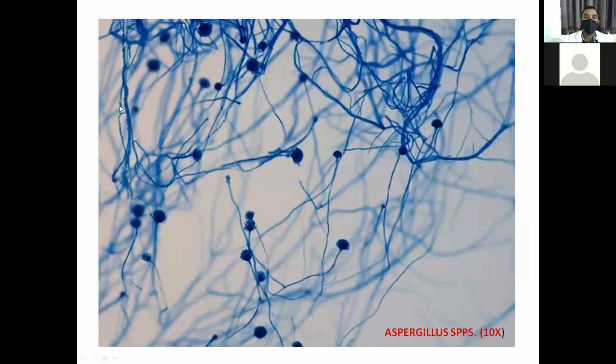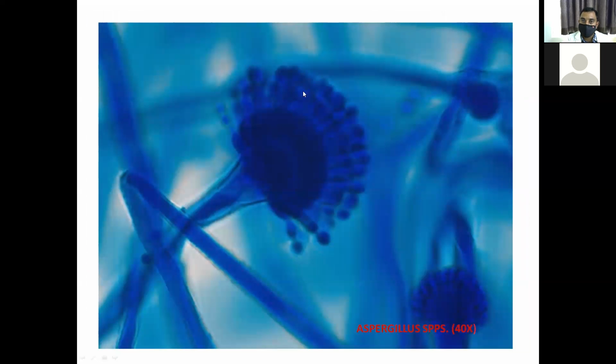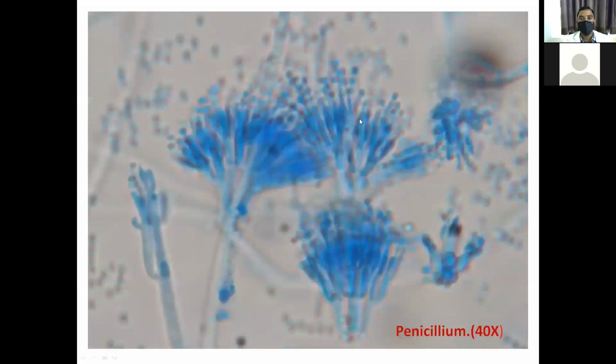The first slide is Aspergillus species in low power field 10x. You will see the whole conidiophore and conidia. In high power you will see very clearly the conidiophore, sterigmata, vesicle, and conidia. Septate hyphae also sometimes you will see.